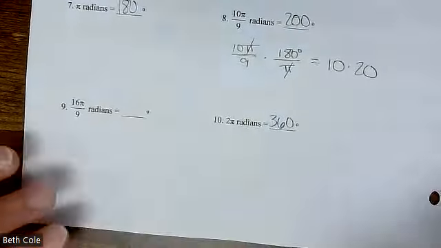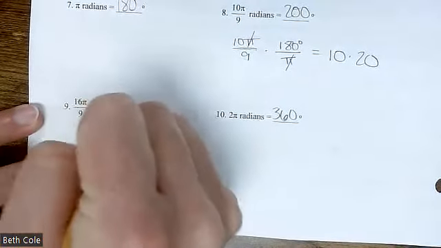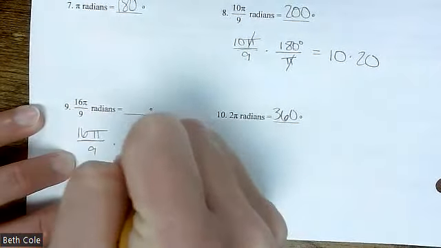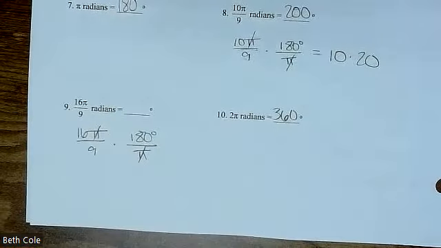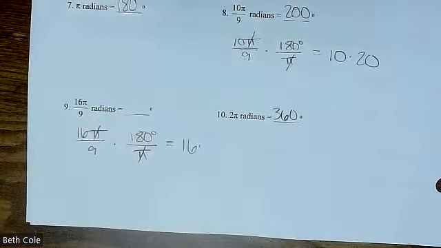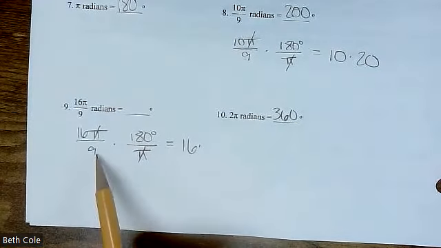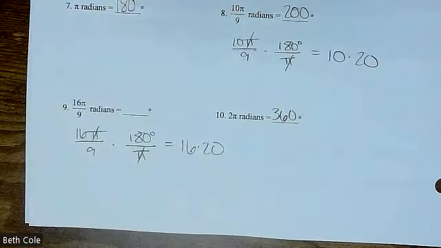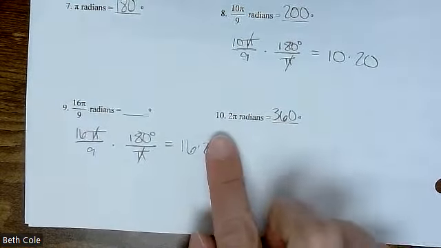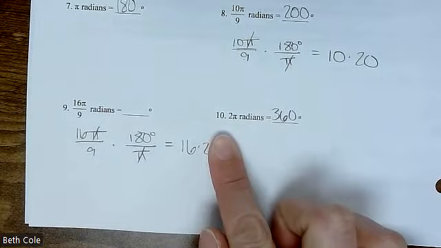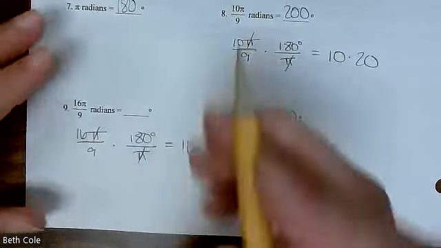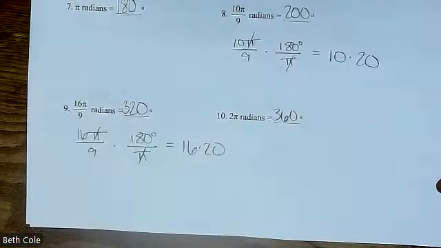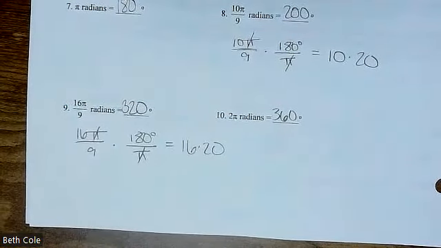We'll do the same thing. If you're like, hey, I didn't quite get that, we'll do the same thing with this one. Take your 16 pi over 9. You're going to multiply by 180 over pi. So your pi's cancel. And so I would just leave the 16 there for a second and do 180 divided by 9, which is 20. Now 16 times 20. Well, what's 16 times 2? 32, and then you would just put the 0 back, so 320 degrees.